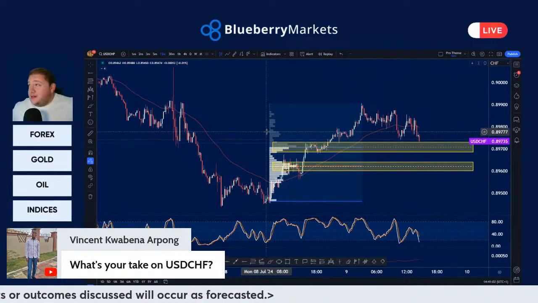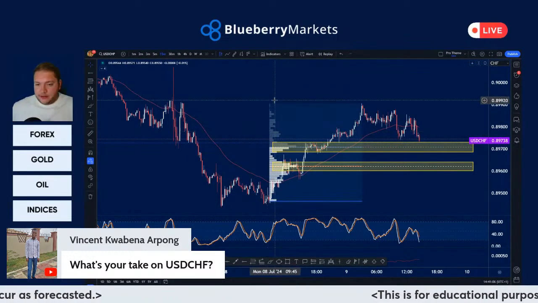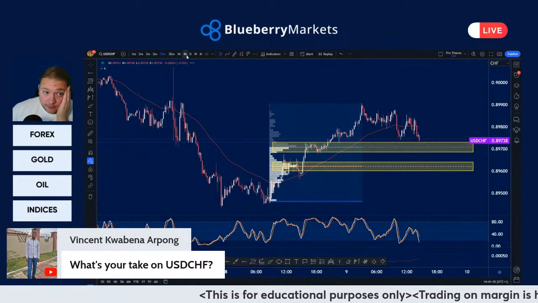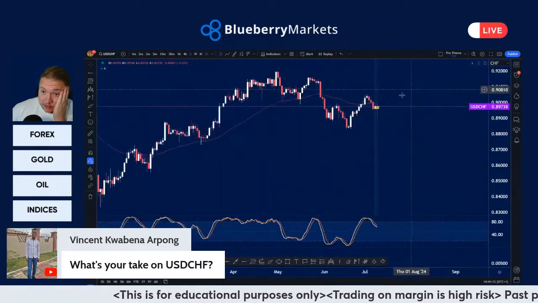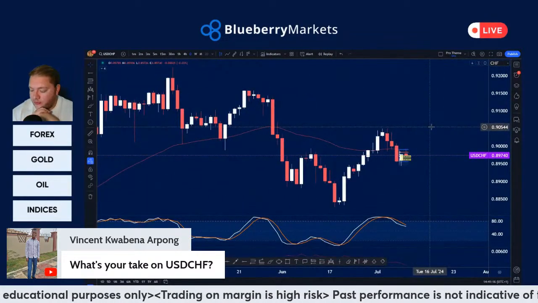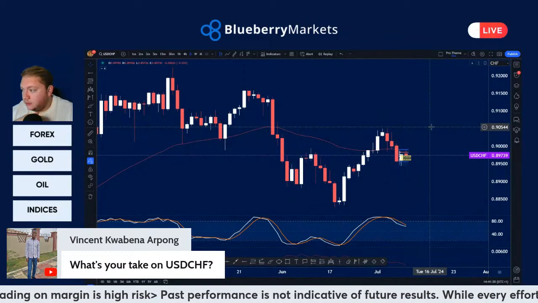I just think fundamentally right now, it's a little bit of a tough market. I'd expect this market to range. I really would, considering you've got a weaker dollar and a weaker Swiss franc right now. That's my perspective anyway. I'll be looking at a range to develop here.